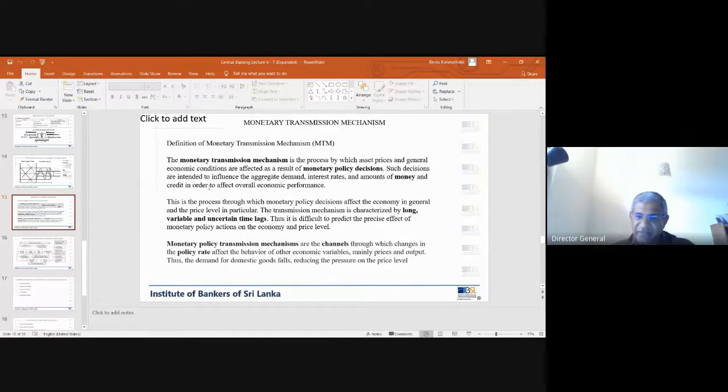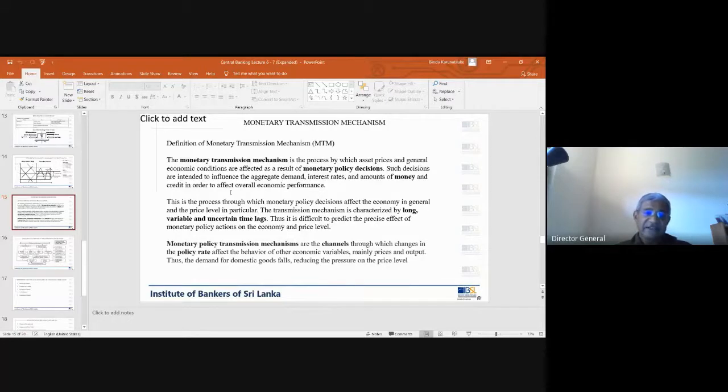Okay, let's start with monetary transmission. Let's just start with the definition. The monetary transmission mechanism is a process. We have to understand that. It is a process by which asset prices and general economic conditions are affected as a result of monetary policy decisions. Here, they focus on asset prices and the general economic conditions. That is one definition.